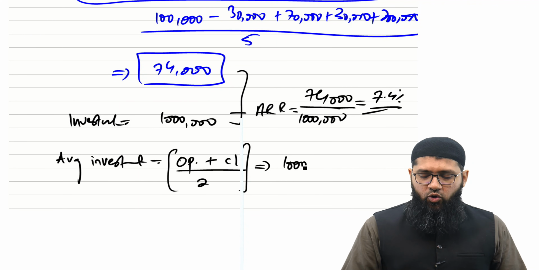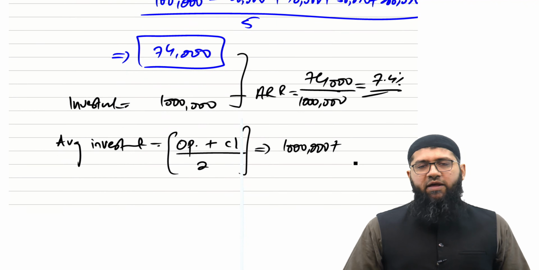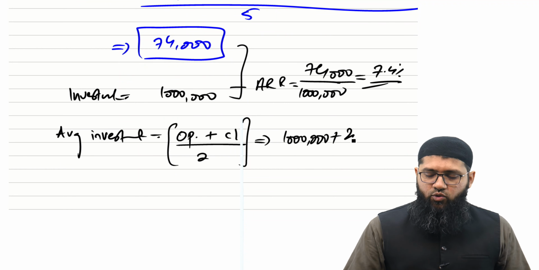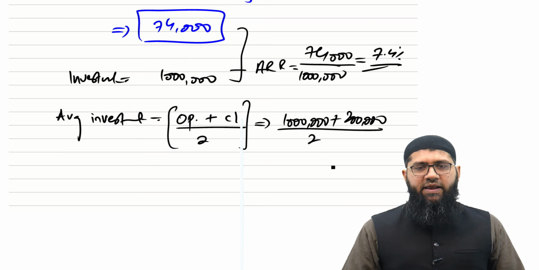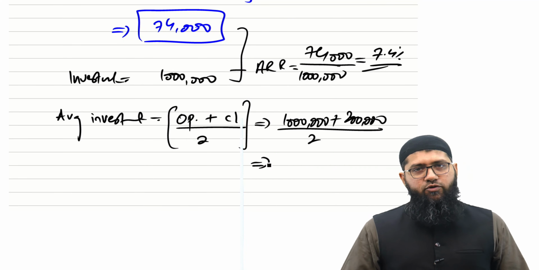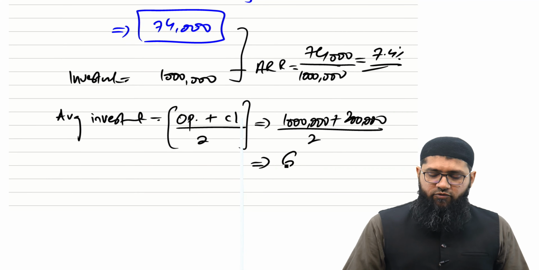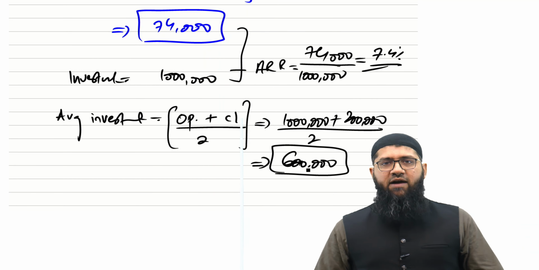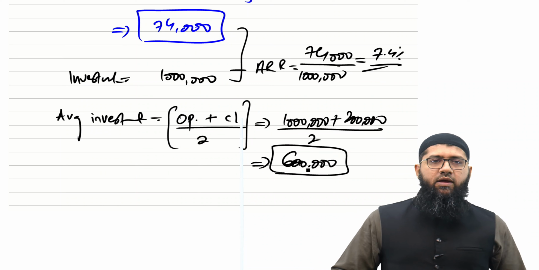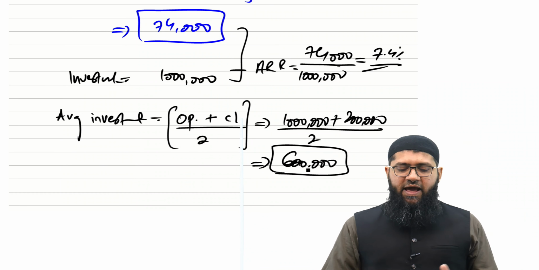So let's say you had an opening investment of 1 million plus a residual value of, let's say, 200,000. So you're going to say opening investment of 1 million plus the closing investment of 200,000, divided by 2. So resultingly, we're going to get 600,000 as the average investment.